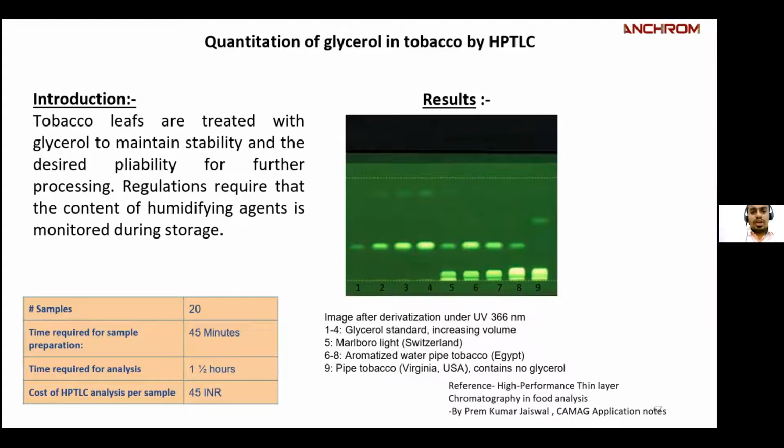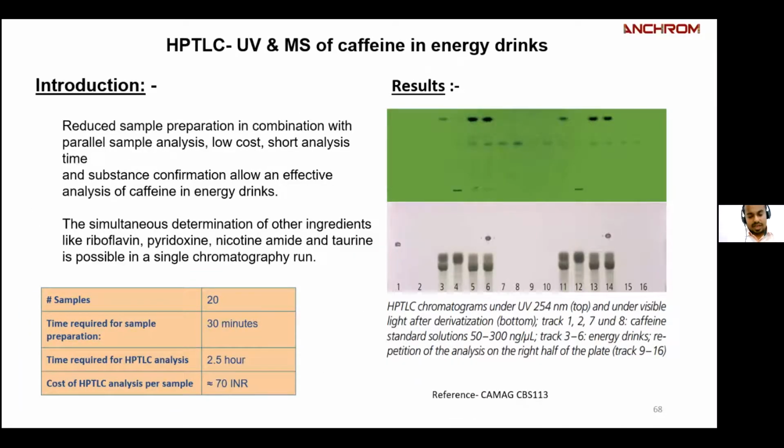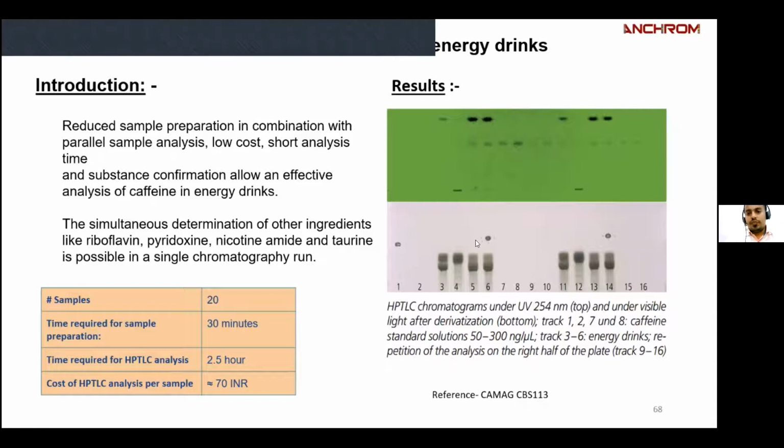HPTLC, UV, and MS of caffeine in energy drinks. So caffeine can be used in energy drinks, but up to a particular limit. So you can go for the identification of caffeine or similar addictive drugs in the energy drinks, and you can go for the MS work. Here you can see after the identification in the first plate image, we have performed the MS part. After MS, the particular zone is eluted, and we have checked the m/z ratio, and it was similar.